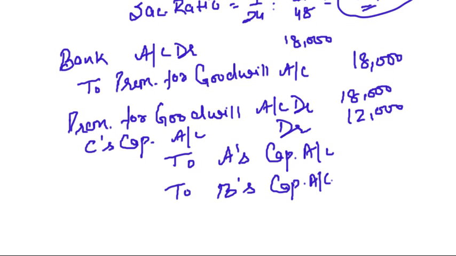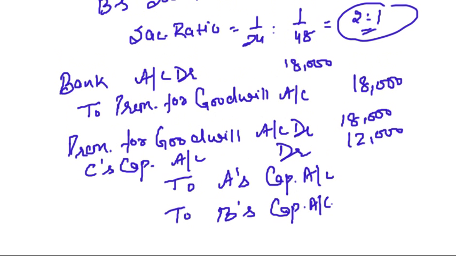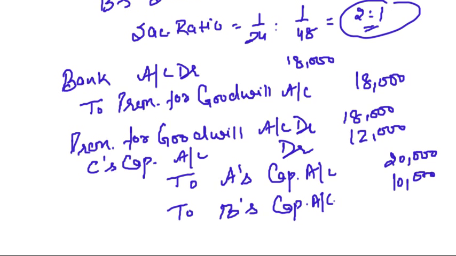This 30,000 will be distributed among the old partners in which ratio? In sacrificing ratio. What is the sacrificing ratio? 2:1. Clear? What is the sacrificing ratio? 2:1. So this 30,000 we will divide in the ratio of 2:1, which will come to 20,000 and 10,000. So this is how we are going to treat it when the new partner brings only a part of premium for goodwill.